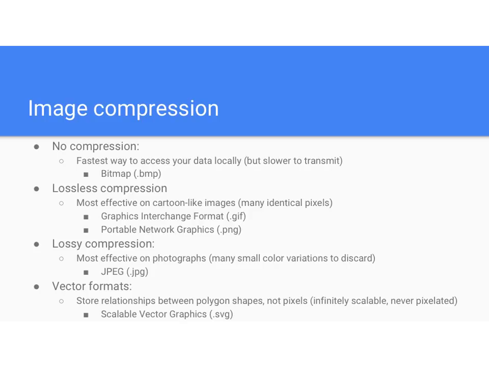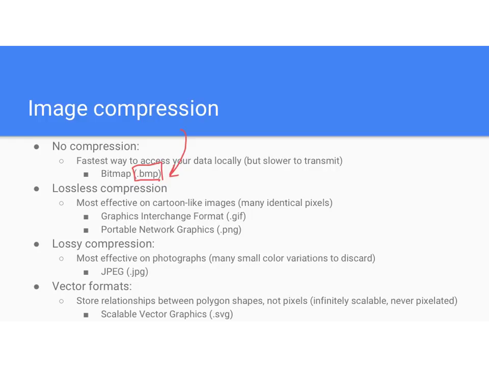Image compression. I've got a couple examples here just so you can get your feet wet with this. When you are storing or transmitting pictures, images, you have a couple choices. You could do no compression. It's the fastest way to access your data, but it takes up the most memory. A bitmap, a .bmp, is a classic example of just no compression at all. Don't compress the data, just store it as is. That's what a bitmap does.